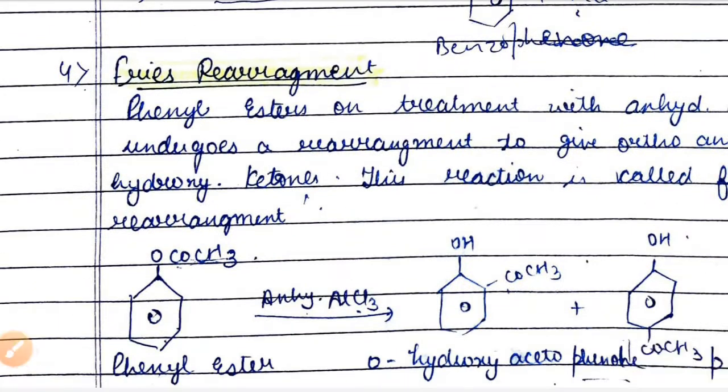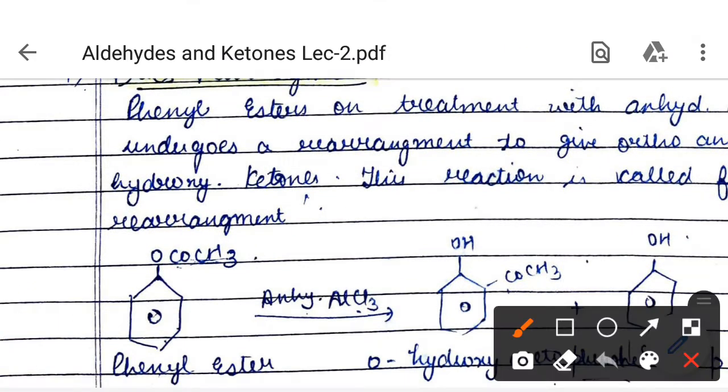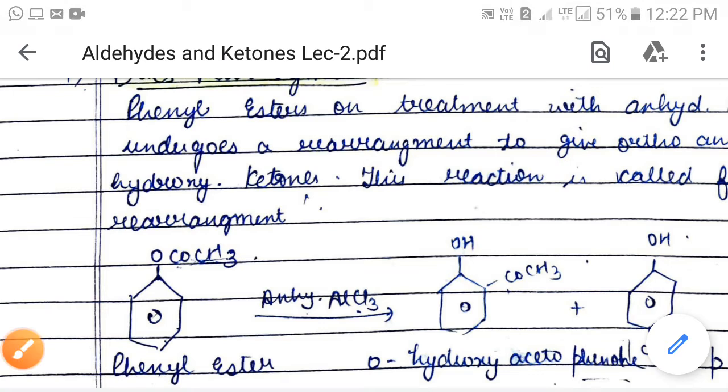In this reaction, if an acetate group is present on the phenol, then it gets rearranged in the presence of anhydrous aluminium chloride to give ortho and para products. That is, the OH group is separated and the COCH3 group moves to the ortho or para positions. So we get ortho hydroxyacetophenone and para hydroxyacetophenone, and this reaction is called Fries rearrangement.